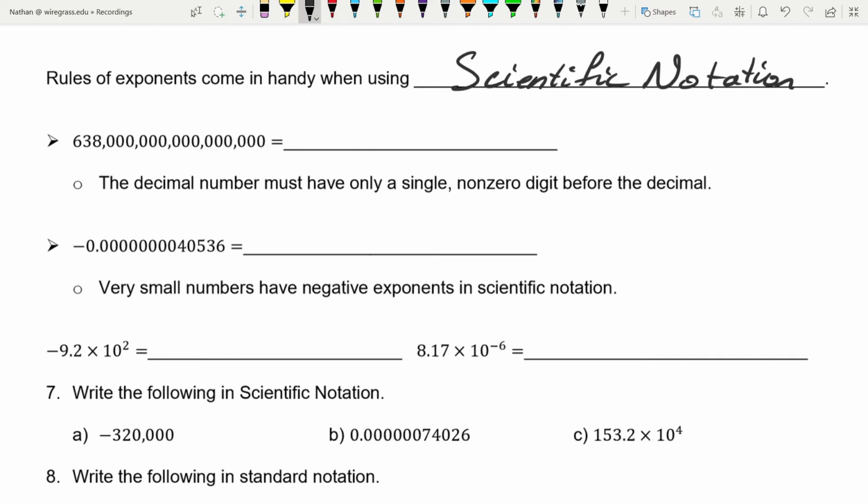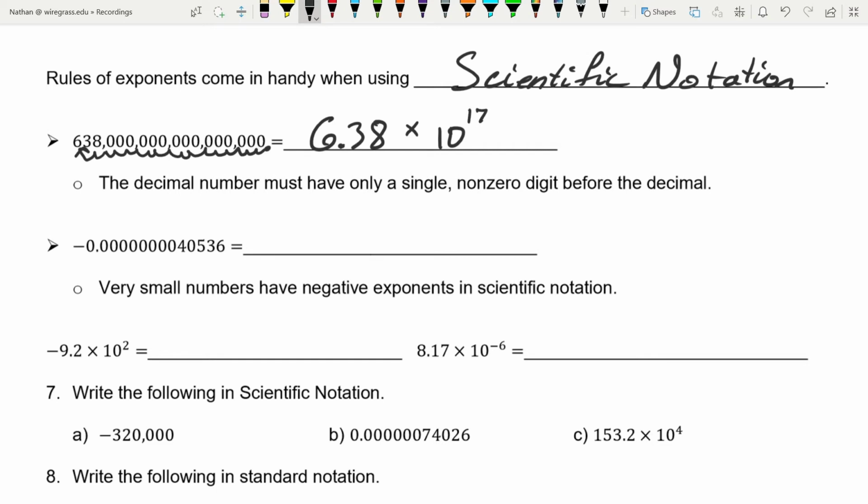We just find a decimal point. The decimal point's not written, so it's going to be at the very end of the number. And then we count how many spaces it is before the first non-zero number. So we're going to go 1, 2, 3, 4, 5, 6, 7, 8, 9, 10, 11, 12, 13, 14, 15. And here, the first non-zero number, first being left to right, is going to be right after the 6. So what we get is 6.38 times 10 to the power of, how many spaces did we go? We went 17 spaces.